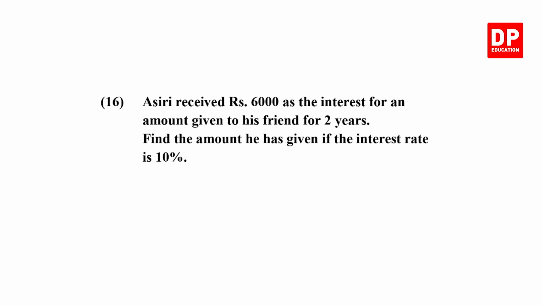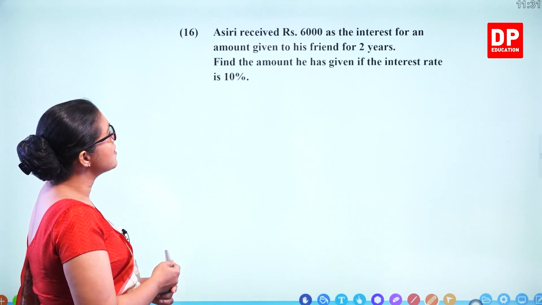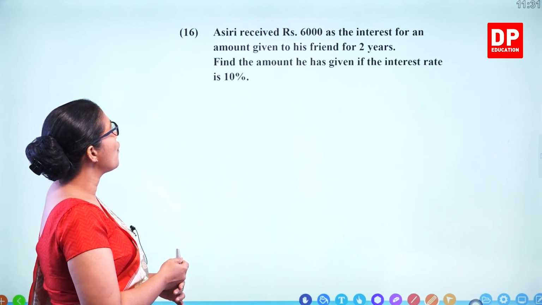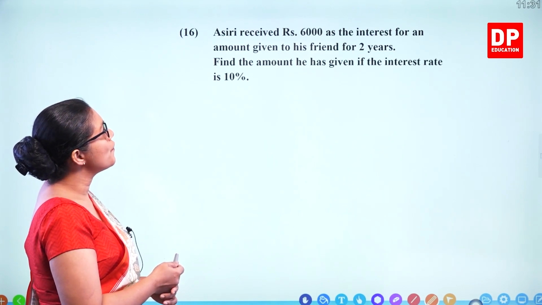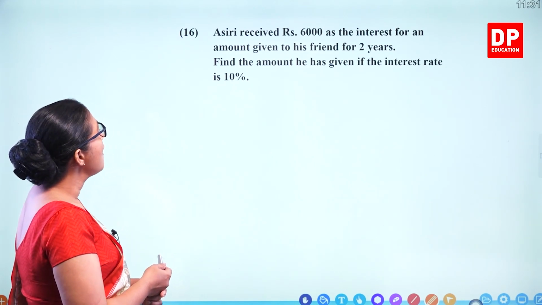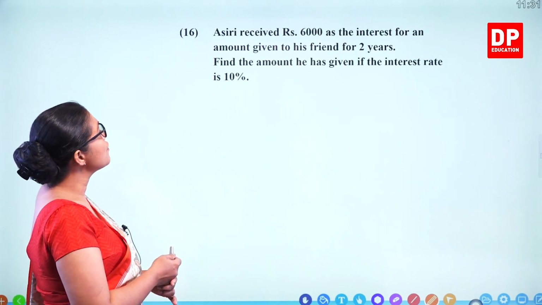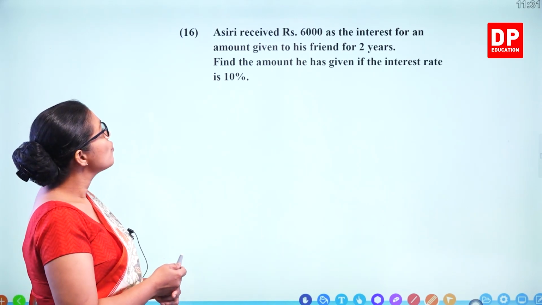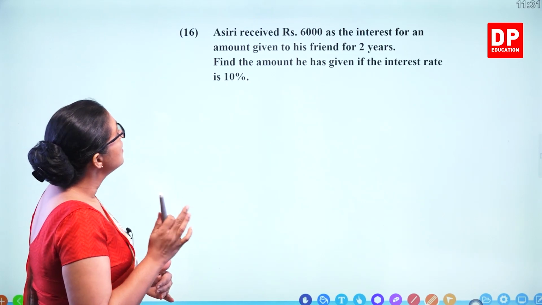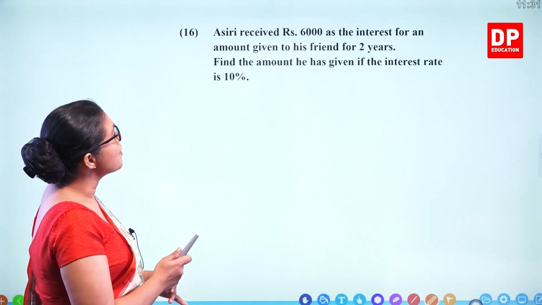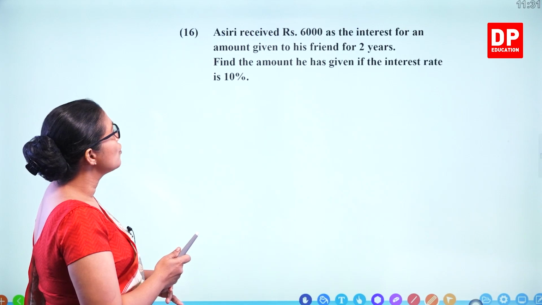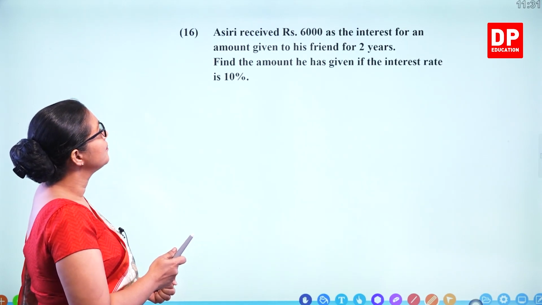Question number 16. Asiri received 6,000 rupees as the interest for an amount given to his friend for 2 years. Find the amount he has given if the interest rate is 10%. So, he received 6,000 as the interest for 2 years. So, interest rate is 10%.